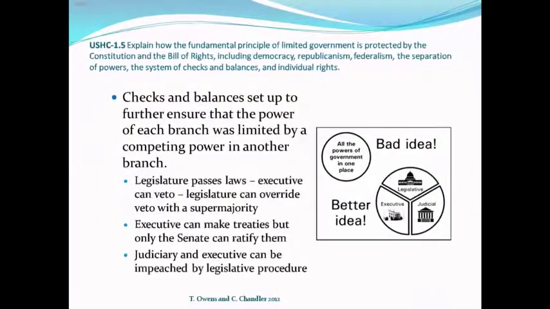In order to make sure no branch of the government got too powerful, the founders put checks and balances in place. These were powers that each branch had over another branch. And like I said, it was because they didn't want them to get too much power. For instance, the legislative branch can pass laws, but then the president can veto those laws. And then Congress can override those vetoes if they have a big majority. The executive can make treaties, but only the Senate can ratify them. And the judiciary and the executive branch, which is the president, can be impeached by the legislative branch if they do something wrong. These were all put in place to make sure that no branch got too powerful.